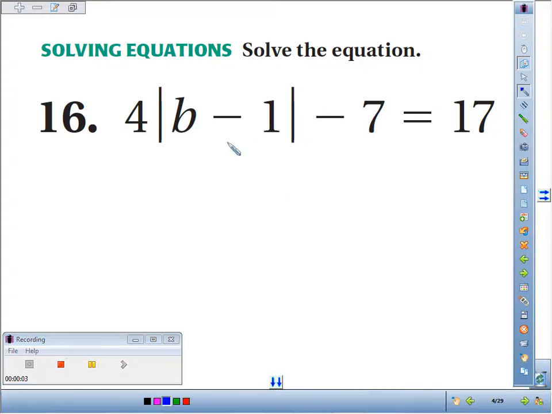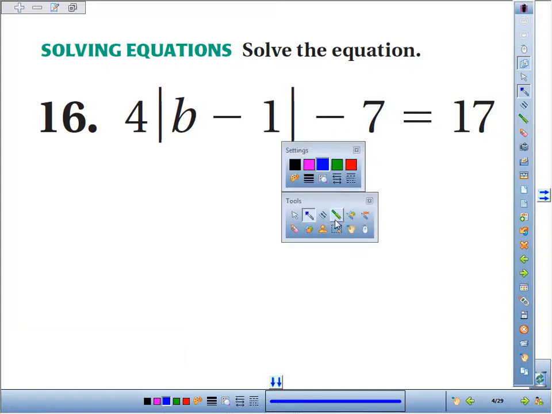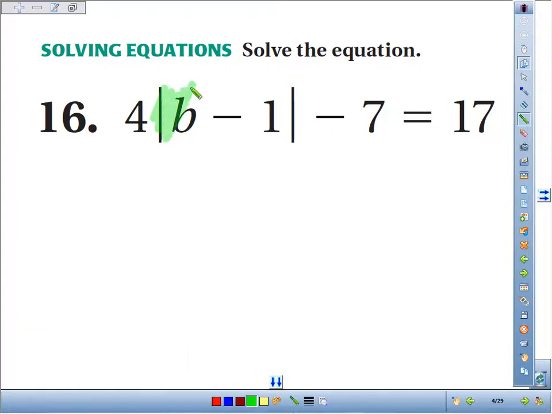16, we're going to solve the absolute value equation 4 times the absolute value of b minus 1, minus 7 equals 17. Before you solve these and think about the absolute value, you always have to get the absolute value portion by itself first. So my goal is to get the absolute value by itself.